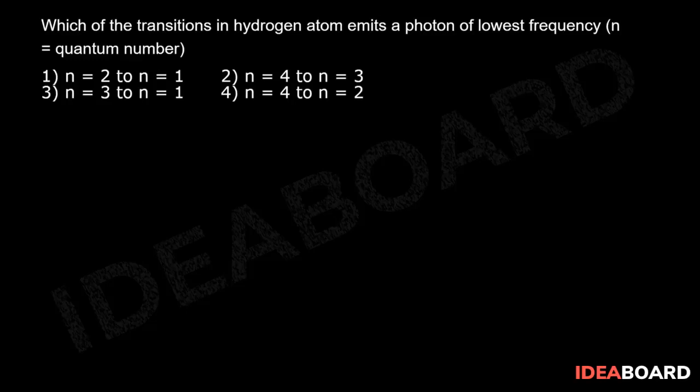Which of the transitions in hydrogen atoms emits a photon of lowest frequency? n is the quantum number. So now in this question they are asking for the combination which gives us the lowest frequency, right?